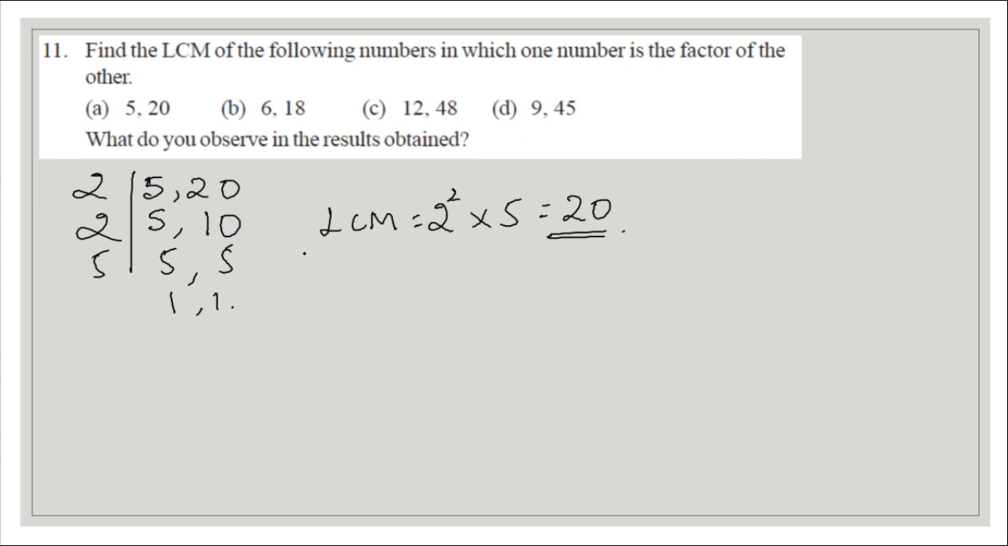What do you observe? Here, one of the numbers is a factor of the other. So the other number will become the least common multiple. With this, I can identify the least common multiple is 18 in this case, 48 in this case, 45 in this case. You can check it.